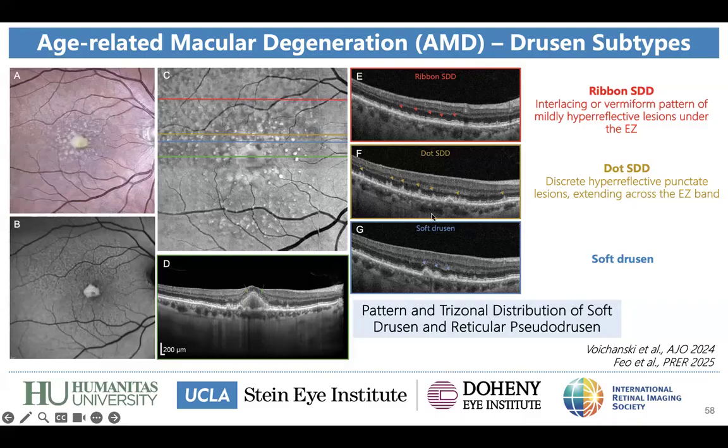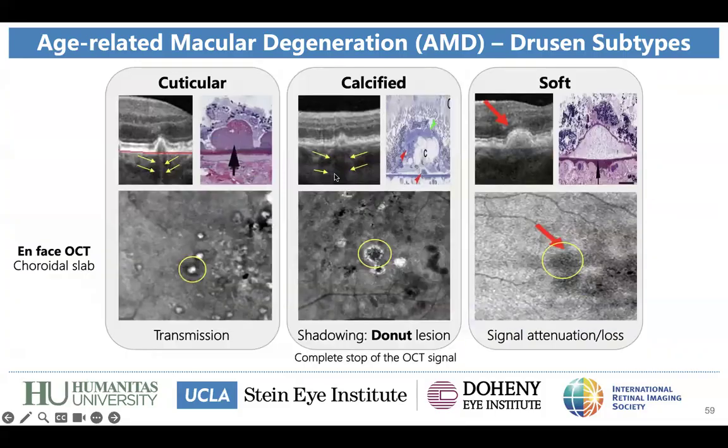The dots usually break through the ellipsoid zone, and you can visualize perfectly the pattern and extension of these lesions. En face OCT at the level of the outer retina can also be applied to visualize these lesions over time, but if we use a lower slab at the level of the choroid, we can also distinguish other subtypes of drusen.